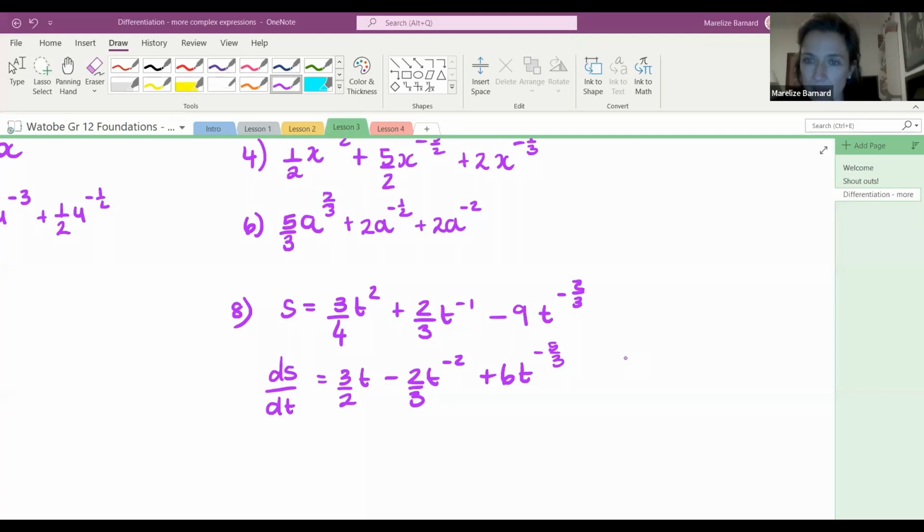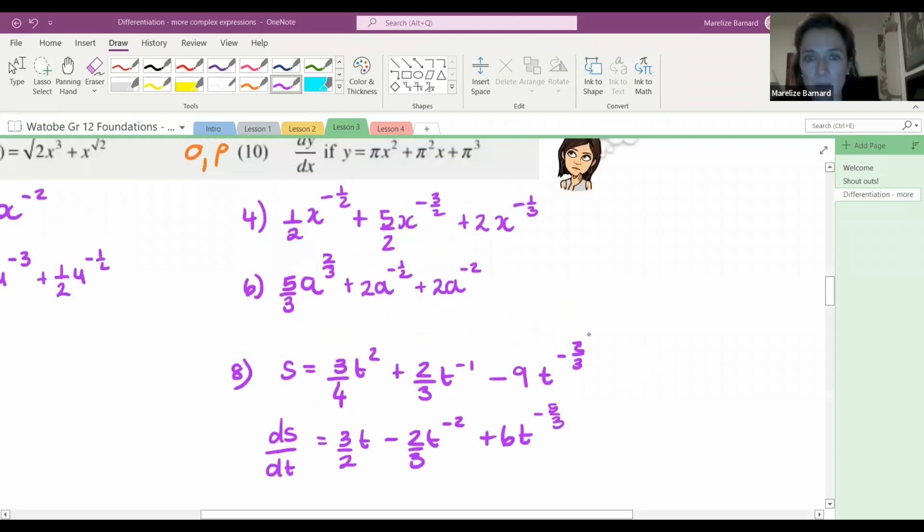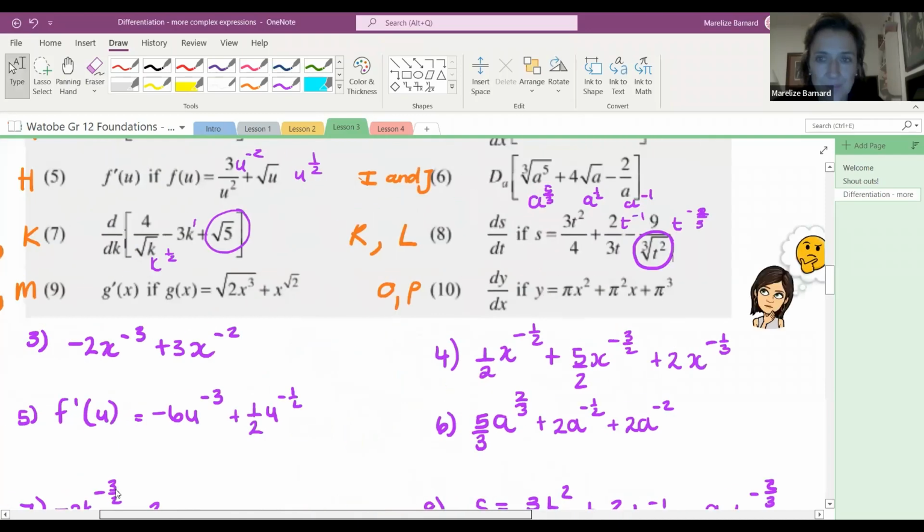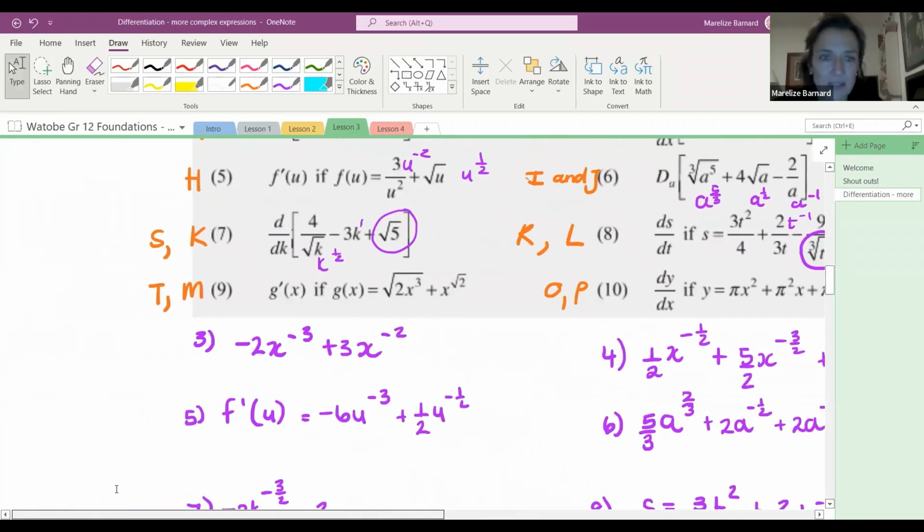Okay, so Liam, just check. I see you've got 3 over 2t. Yeah, just check the rest. So your last one must be to the power of minus 5 over 3, because when you change this root, it goes to 2 over 3, and you're bringing it up, so it's minus 2 over 3. Okay, let's see, question 9.